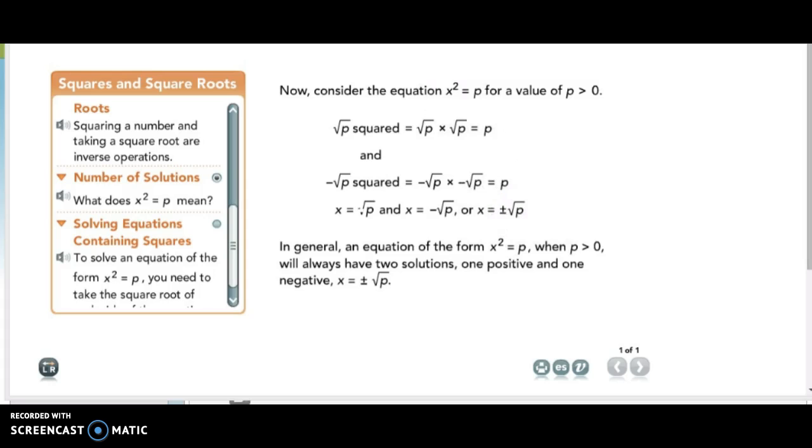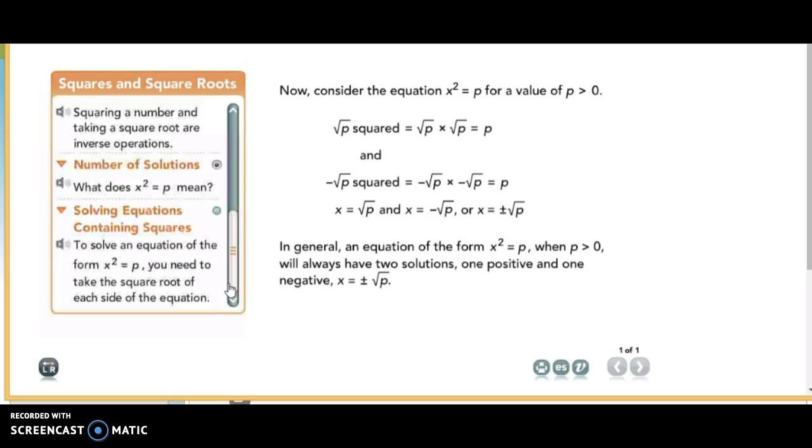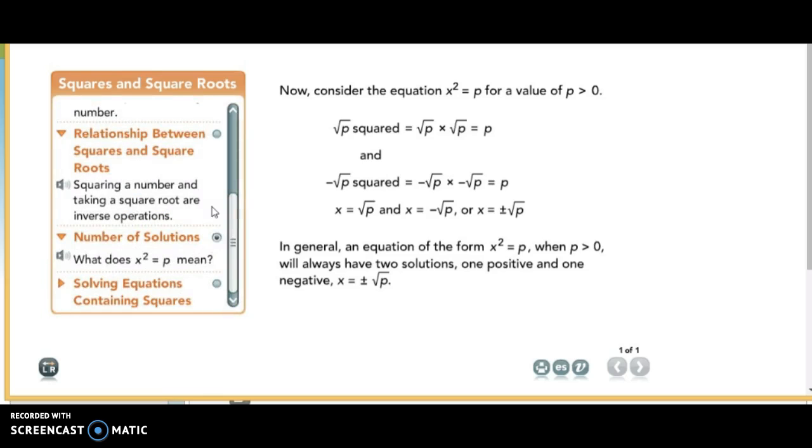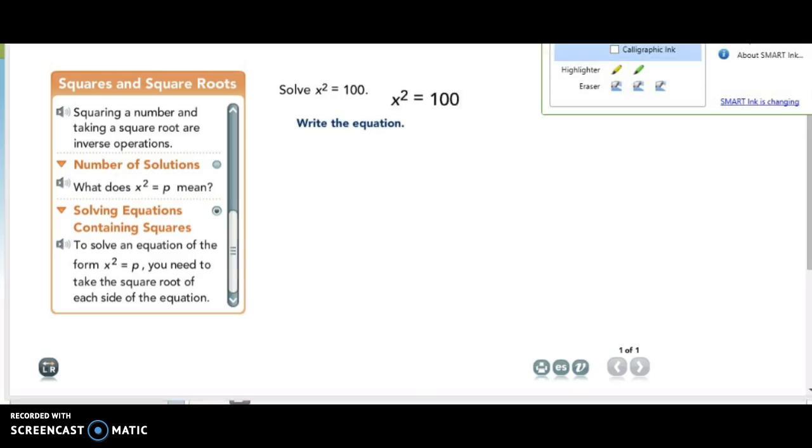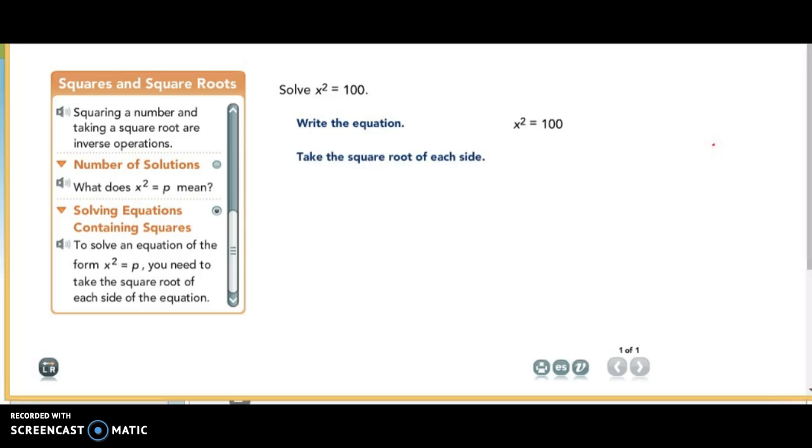Okay, one last thing that they want us to know is that when we are solving equations, we're constantly going to do this. So if we have x squared equals 100, we're going to write out our equation, x squared equals 100, and then we're going to square root each side. So I'm going to take the square root of this side and the square root of this side. And when we do that, we need to remember our answer could come out positive or negative. So the square root of x squared is x. Square root of 100 is going to be positive or negative 10.